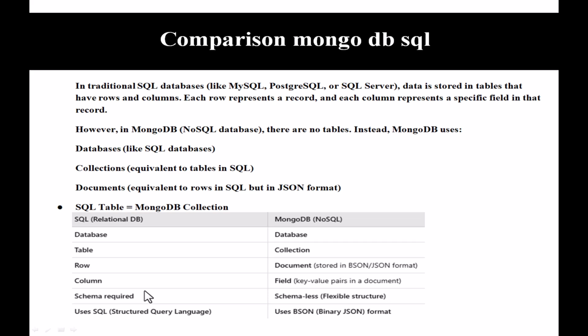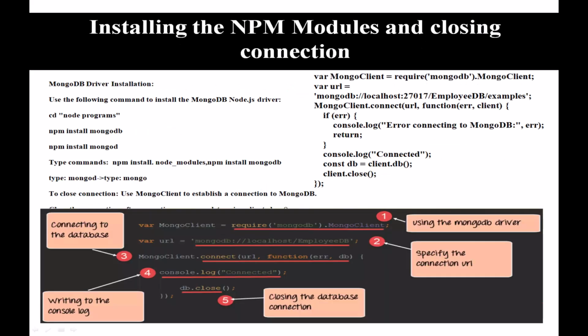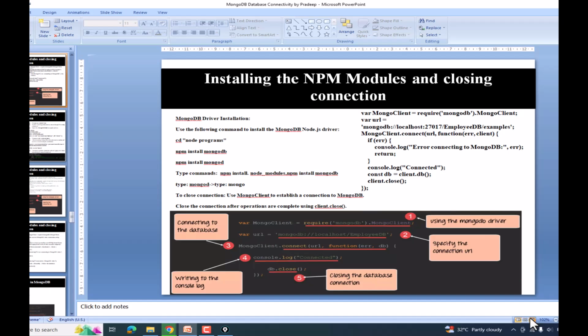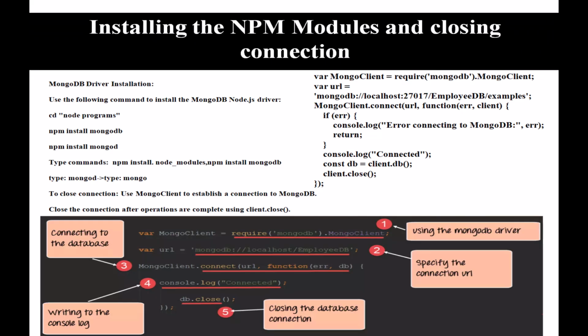Column name is field, row name is document. Next, installing the MongoDB modules. Installing the npm modules and closing the connection. So now, in order to install this particular one, for example the Mongo driver installation, first you have to install MongoDB in the Node.js driver.